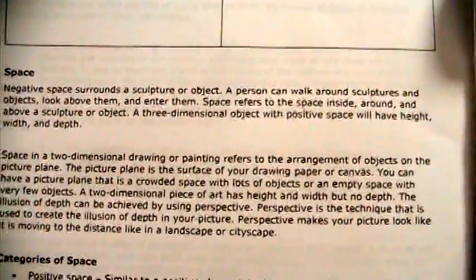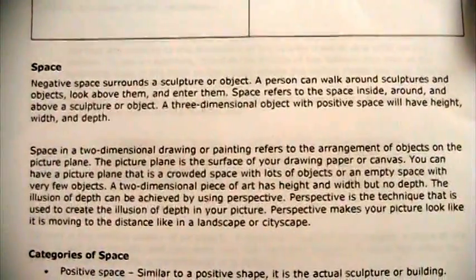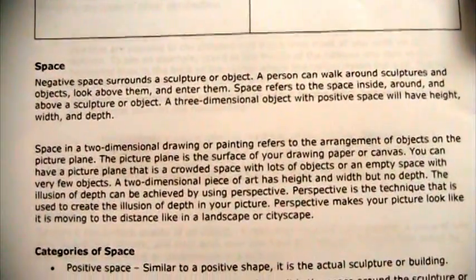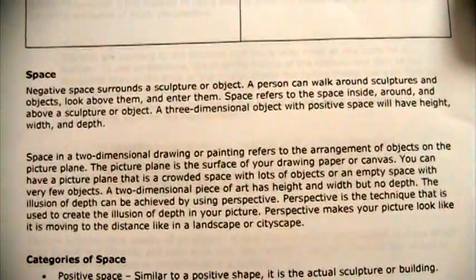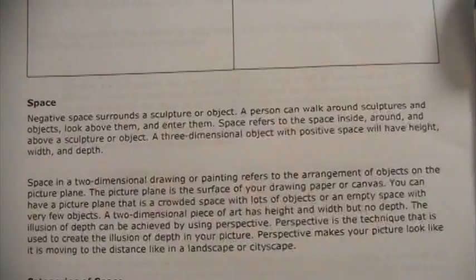Picture plane is the flat surface of your drawing paper or your canvas. Composition, we already know that term, is the organization and placement of the elements on your picture plane. Focal point is the area where you want the viewer to look first. Okay.